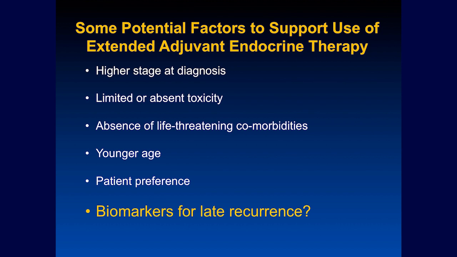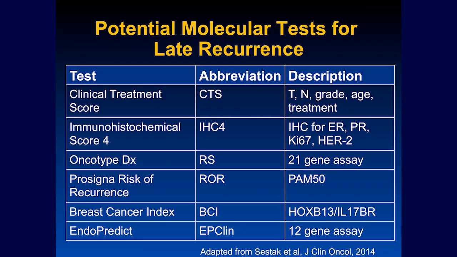The Prosigna risk of recurrence score, like we talked about for the chemo, also has a hormonal therapy approach too. But in terms of the breast cancer index, it actually uses 2 genes, the expression of the HOXB13 to IL-17B ratio, which is an important player in the estrogen receptor pathway, along with a 5-gene profile called the molecular grade index. And using this test, the investigators were able to prognosticate those patients who were at a higher risk of late recurrence. I'm not talking about 5 years, but beyond the 5 years.